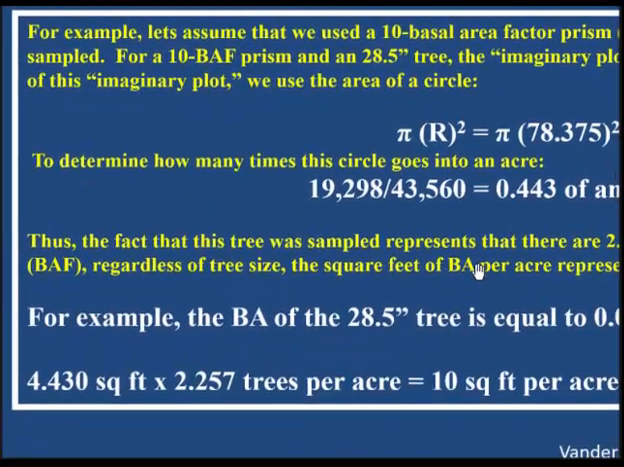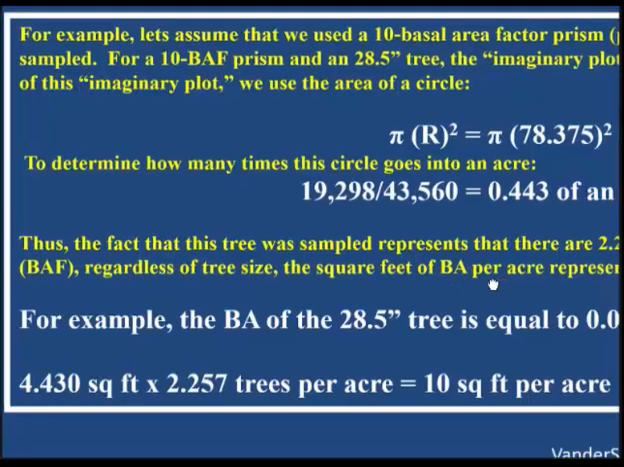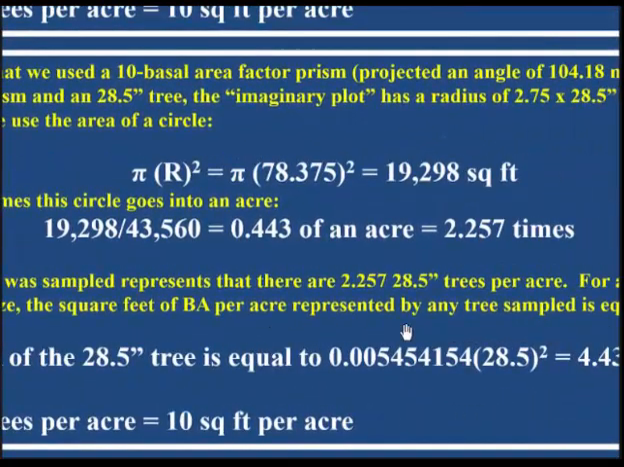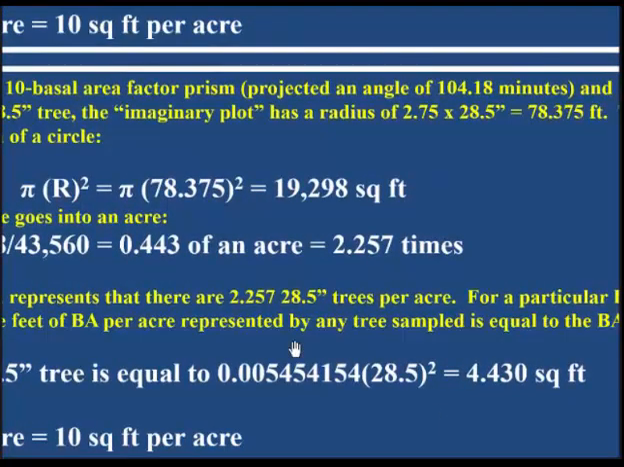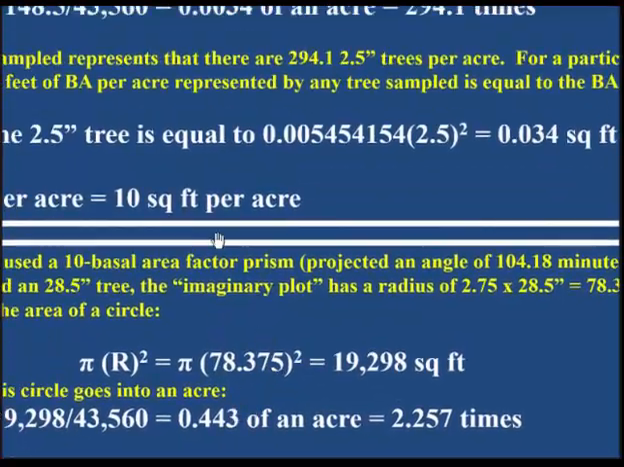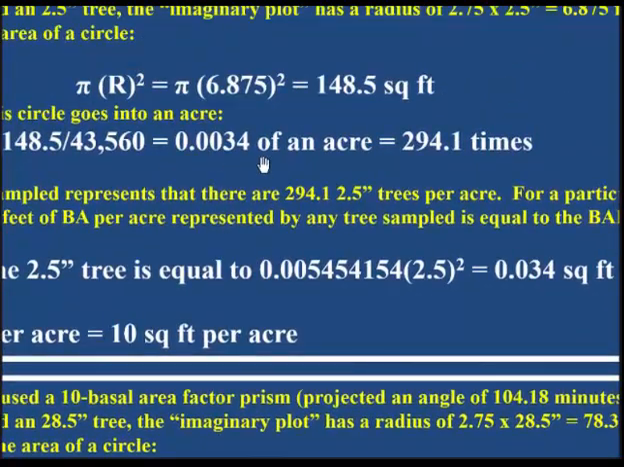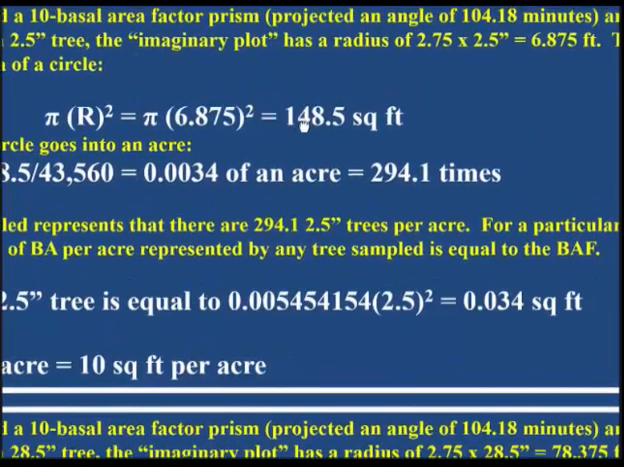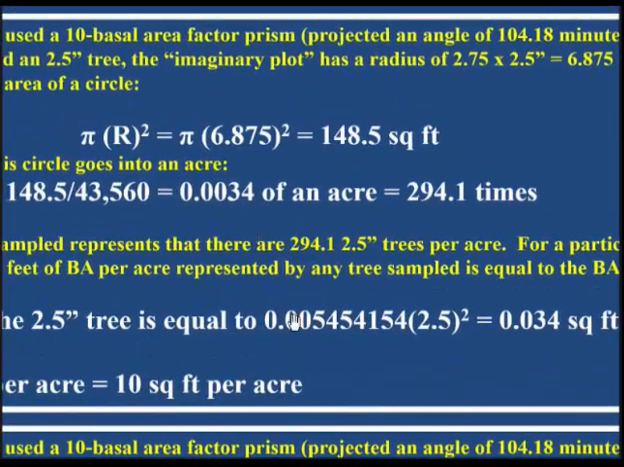Thus, through probability theory, sampling theory, the fact that this tree was sampled means we are led to believe that there are 2.257 28.5-inch trees per acre out there. Now notice there's a large probability of sampling this tree. All right, notice that 0.443 times this, very low probability of sampling that 2.5-inch tree, and we still did.